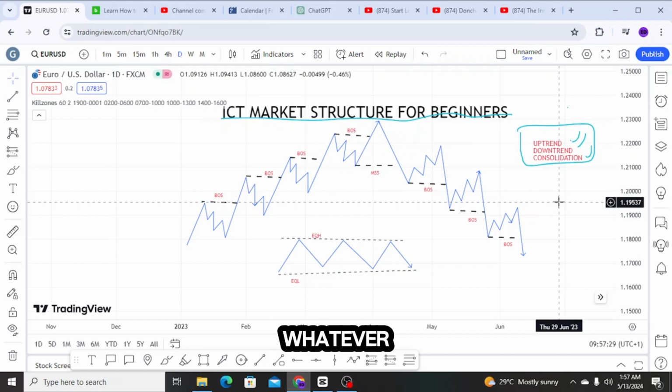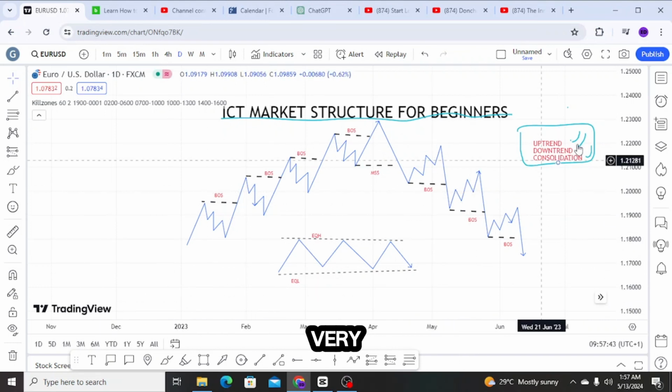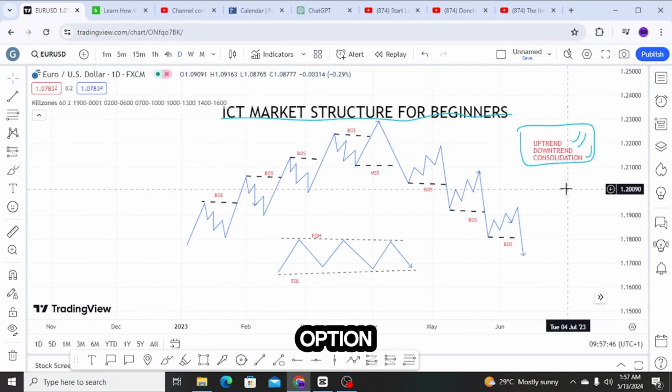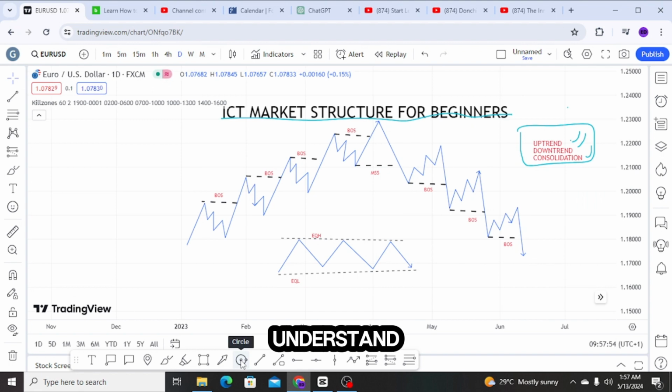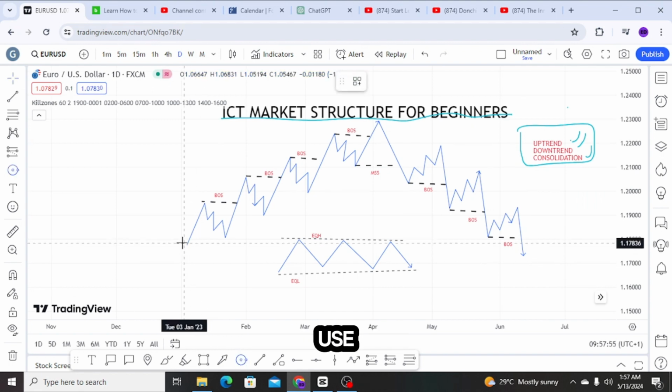Whatever you are doing in the market, you need to be a friend of the trend, follow the trend, to make your decisions. So let's start from the very first one here, which is the uptrend. When we talk about the uptrend, I'm going to tell you what makes an uptrend an uptrend. Do you understand? So let me start from here.